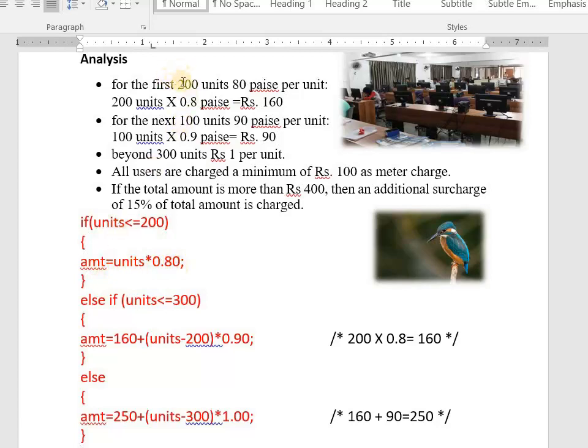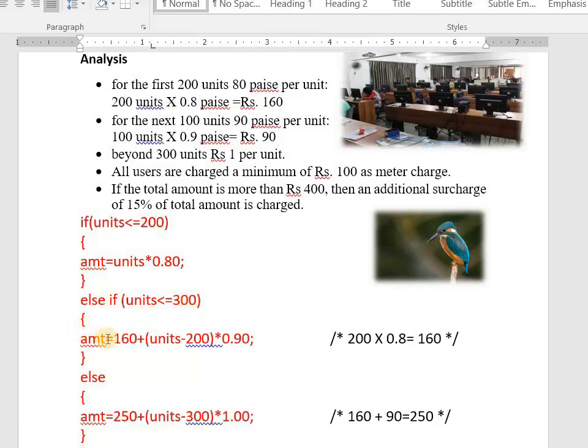Assume that number of units consumed is not less than or equal to 200. Means that will be more than 200. Then I check for less than or equal to 300. Let us assume 250. Whether units is less than or equal to 200? No. Whether the number of units is less than or equal to 300? Yes. In between 200 and 300? Yes. Then you have to calculate the amount.